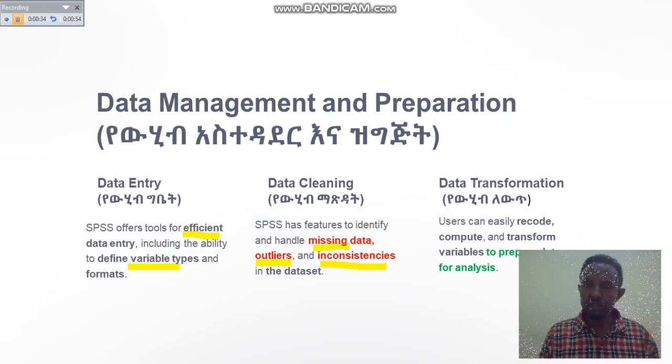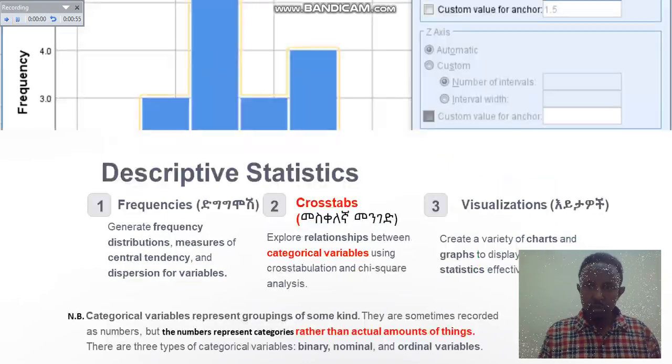And data transformation mostly focuses on recoding, computing, and transforming variables to prepare them for the analysis. So these three uses should be given emphasis.